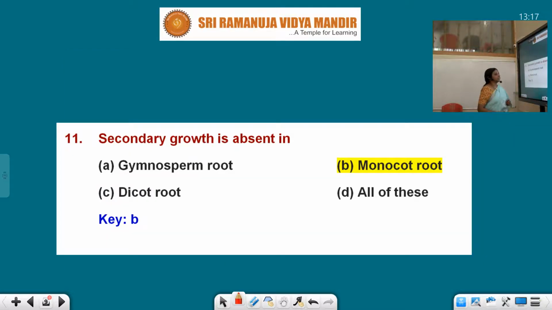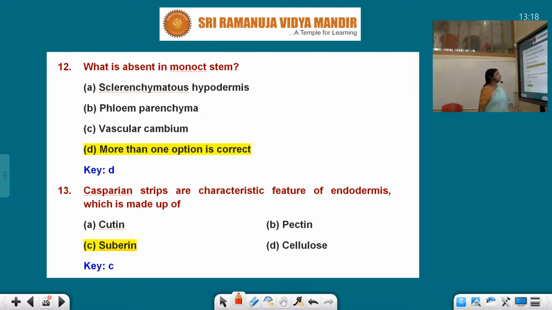Okay. Secondary growth is absent in. Secondary growth takes place in gymnosperm and in dicot stems. Some roots also have secondary growth, but monocot root does not have secondary growth. So this is the correct answer. Next, what is absent in monocot stem? See, sclerenchymatous hypodermis. It is not correct, because in monocot stem below the epidermal layer sclerenchymatous tissue is present, and that is hypodermis. Phloem parenchyma is absent, of course. Vascular cambium, that is absent. That is why it is closed type.